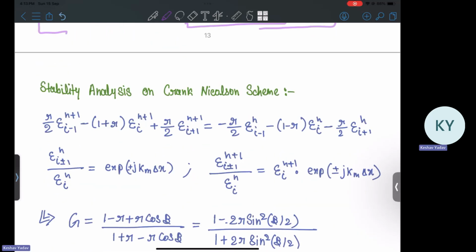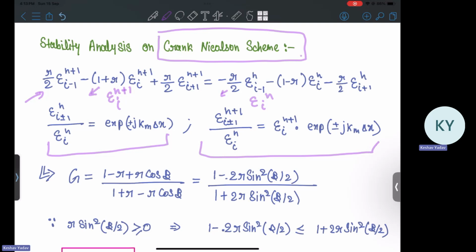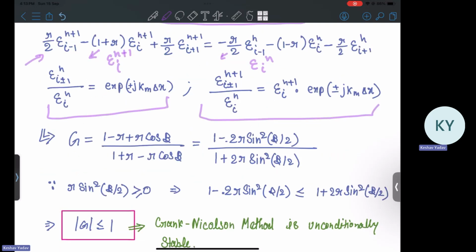Now similarly, we will see for the Crank-Nicolson method. This is the difference equation. You take from the LHS what is common, n plus 1, i common in the LHS, and here you take epsilon n common, and you put these two values there. So what will you get? You will get this expression for G.